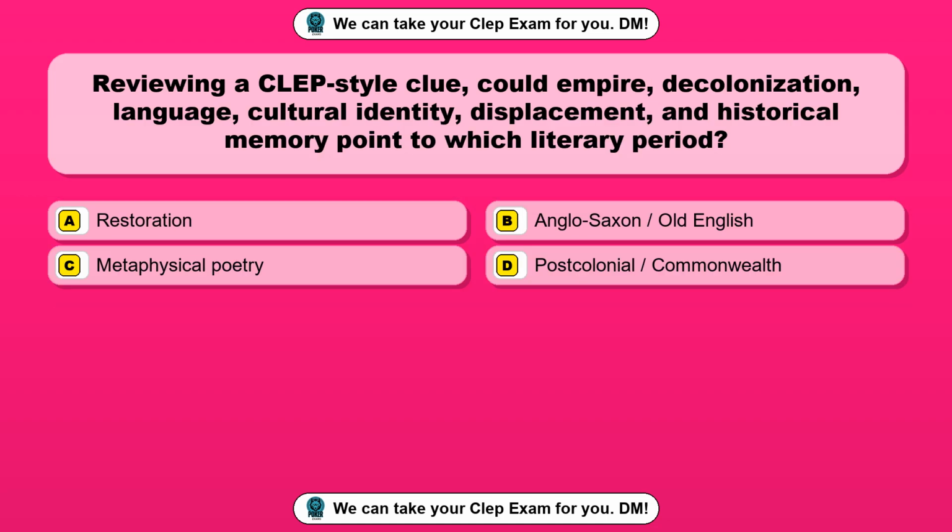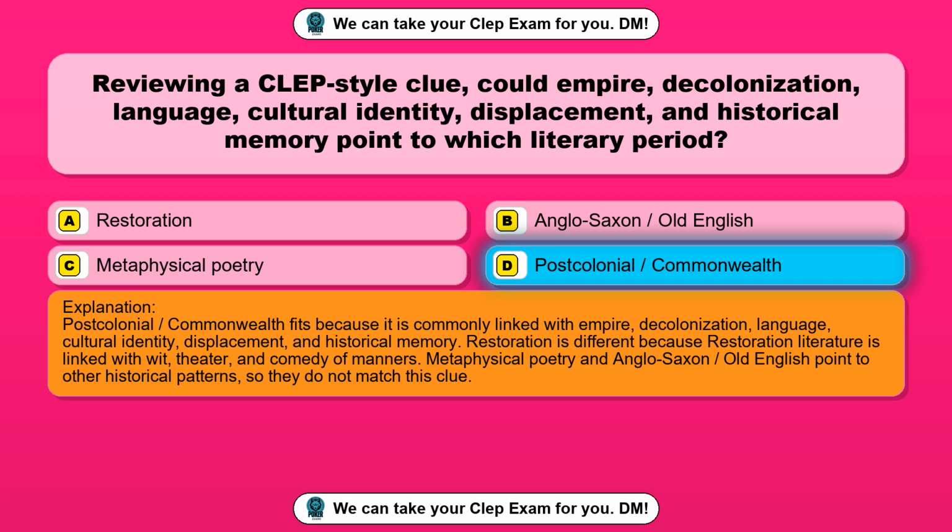Question 38. Reviewing a CLEP style clue, empire, decolonization, language, cultural identity, displacement, and historical memory point to which literary period? Option A, Restoration. Option B, Anglo-Saxon/Old English. Option C, metaphysical poetry. Option D, post-colonial/Commonwealth. The correct answer is option D, post-colonial/Commonwealth.